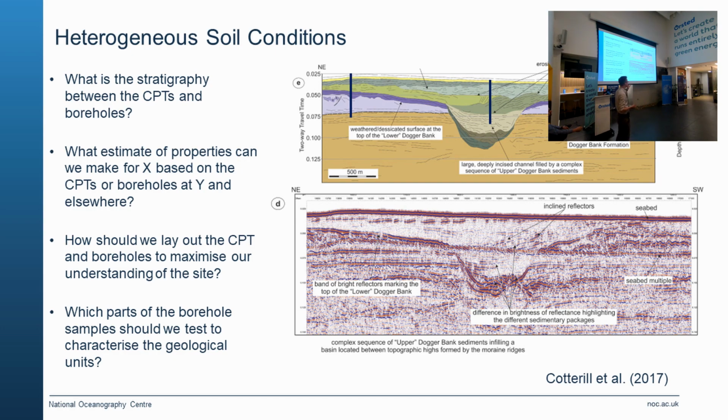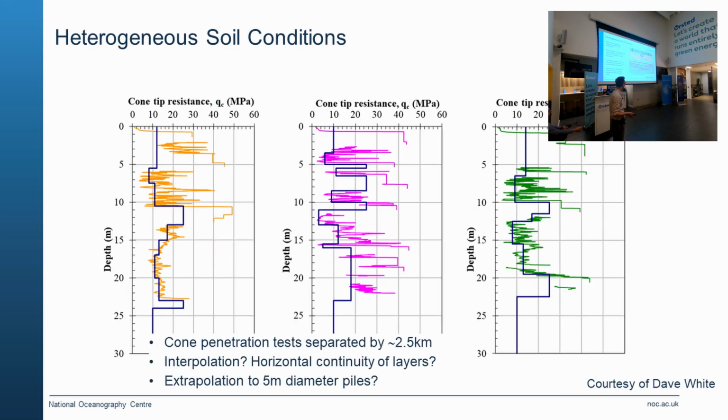Use this to inform your strategy: have you sampled all of the units in the site? Are there areas perhaps where deeper stratigraphy is coming shallower in some parts of the site that you could take samples in shorter boreholes? Here's some slides from Dave White at the University of Southampton showing 3 cone penetration tests that are just separated 2.5 kilometres apart, but showing some significant variability.